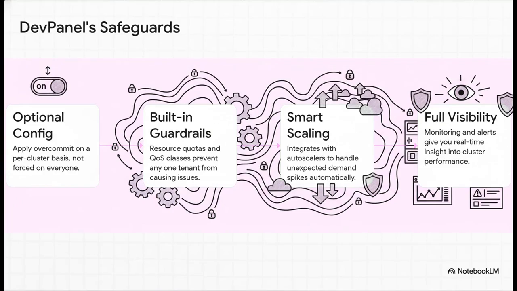Now, this part is absolutely crucial. DevPanel is rolling this out with a safety-first mindset. It's totally optional. You can turn it on for each cluster individually. It's got built-in protection, so one noisy neighbor site can't slow everyone else down. It works with smart autoscaling to handle surprise traffic spikes, and you get complete visibility with monitoring and alerts. The bottom line is, stability is never, ever compromised.